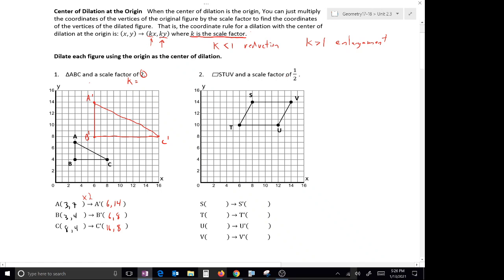All right, number 2, we have this parallelogram STUV, and we're going to dilate with a scale factor of 1/2. So this is a reduction. So we're getting smaller. Let's start again. Let's write down our original coordinates. So S is at 8, 14. T is at 6, 10. U is at 12, 10. V is at 14, 14.